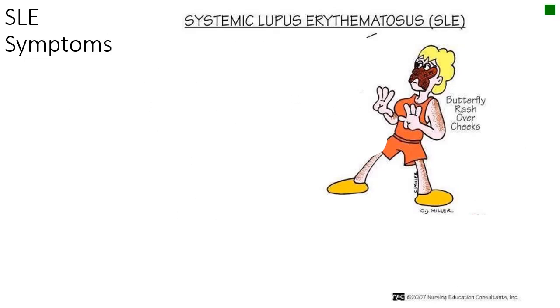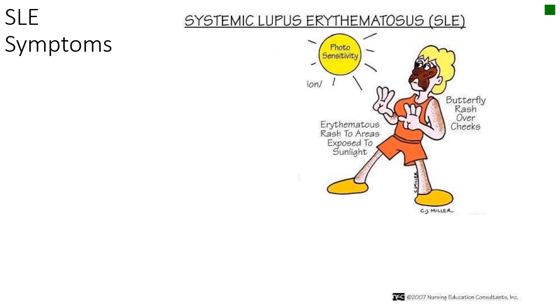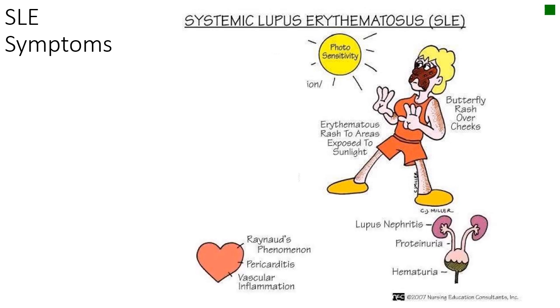Now, this particular graphic is taken from a nursing education website, and it describes the presenting symptoms as they would appear when the patient first comes to you. One thing is, of course, the butterfly rash over the cheeks, which is very predominant. You could also see these rashes on areas exposed to sunlight. That's very important, because obviously it means that sunlight aggravates the situation.